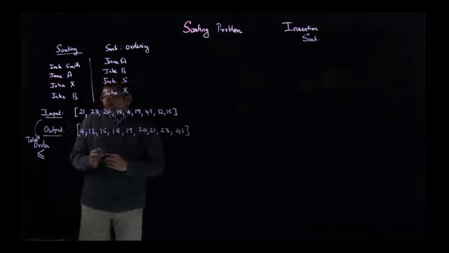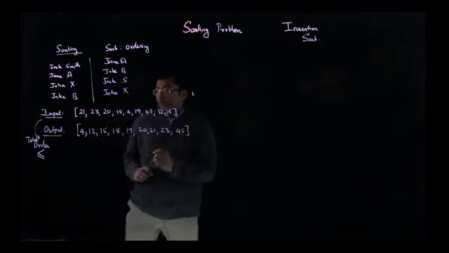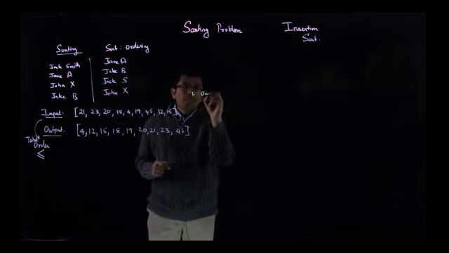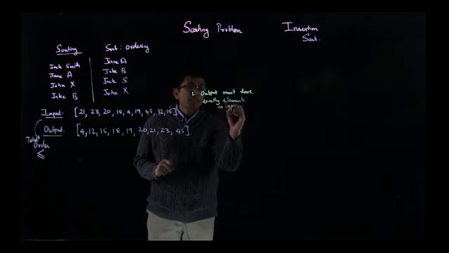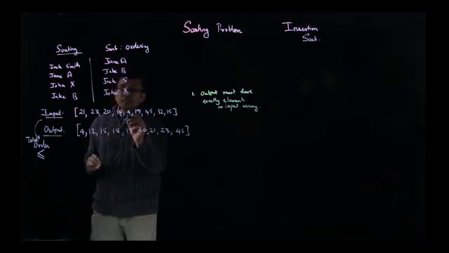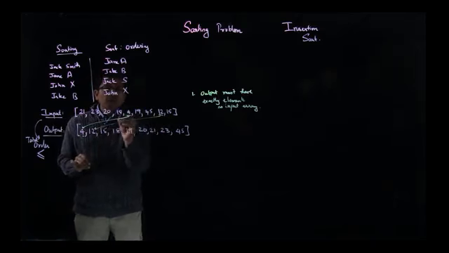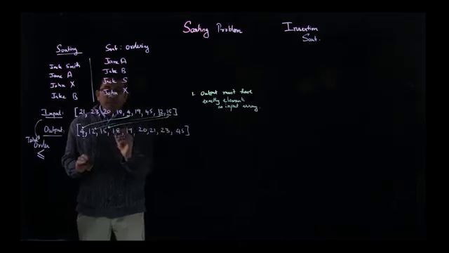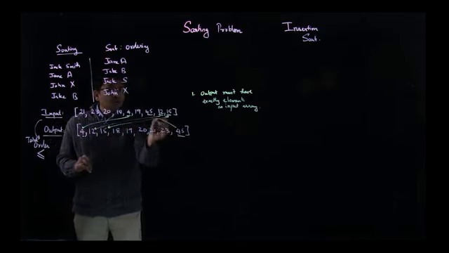So what are the key requirements for sorting? There are two requirements. Number one is that the output must have exactly the same elements as the input. You cannot have a new element in the output array that wasn't in the input array. Every element in the input array is somewhere in the output array. You are only allowed to reorder things. You are not allowed to delete or insert new elements. And likewise, every element in the output is already in the input.